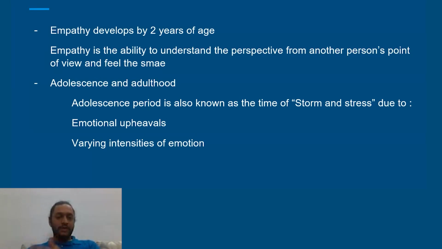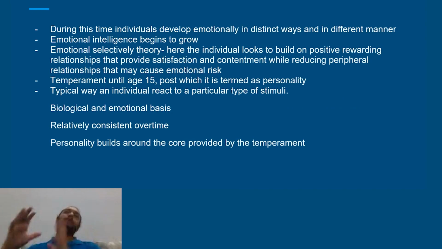Then when they reach adolescence and adulthood, adolescence is usually referred to as a time of storm and stress because there is a lot of emotional change that takes place. You will see children getting really angry, really sad, crying a lot, or really happy, and they have these intense emotional experiences which are all over the place, right? And they sort of become the building block for their adult emotional behavior.